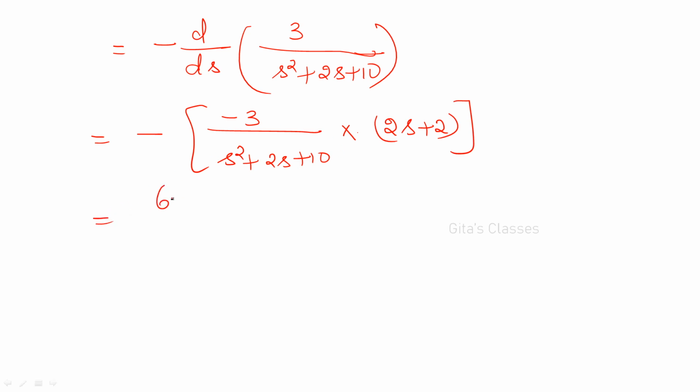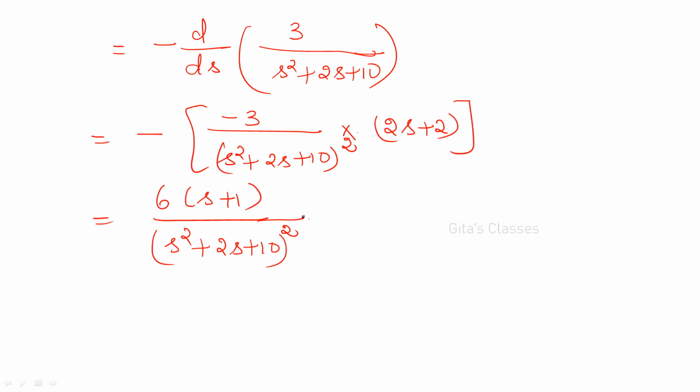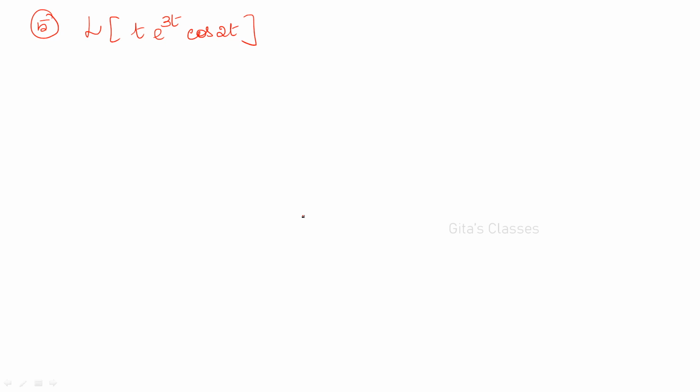Okay. So minus minus will become plus. So 3 into 2, 6, I am taking it outside. So 2 into s plus 1 I can write. So 6 into s plus 1 divided by s squared plus 2s plus 10 the whole square. Okay. Or else you can differentiate first, then replace s by s plus 1, that is also fine, whichever you feel easier.